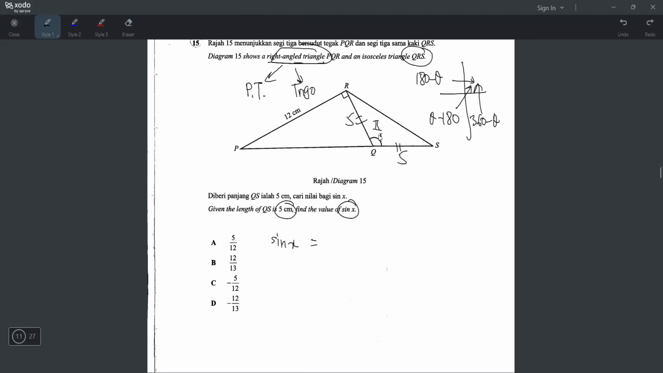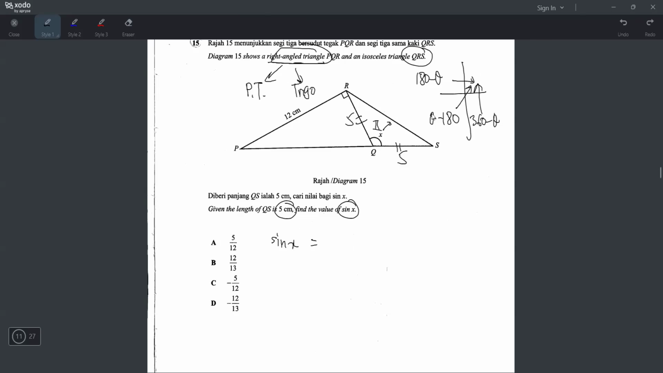So if it's quadrant 2, you better find out your reference angle, or else you cannot do your sine X later. Because for sine, you have to use opposite over hypotenuse. But now your X is not even inside the right angle triangle. This is your right angle, bro. How do you get your opposite? You can't take this one as your opposite and then put 5 as the hypotenuse. It cannot, because the hypotenuse is opposite the 90 degrees. You should use the right angle to do it. That's why you have to get the reference angle first.